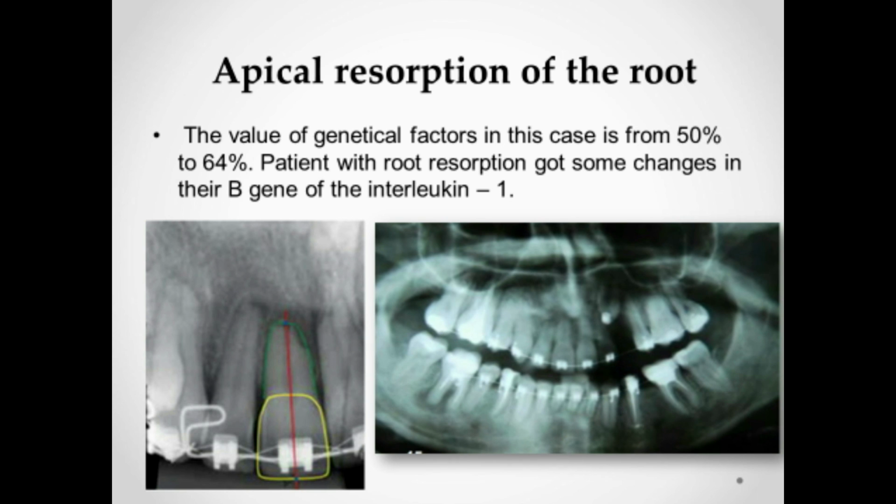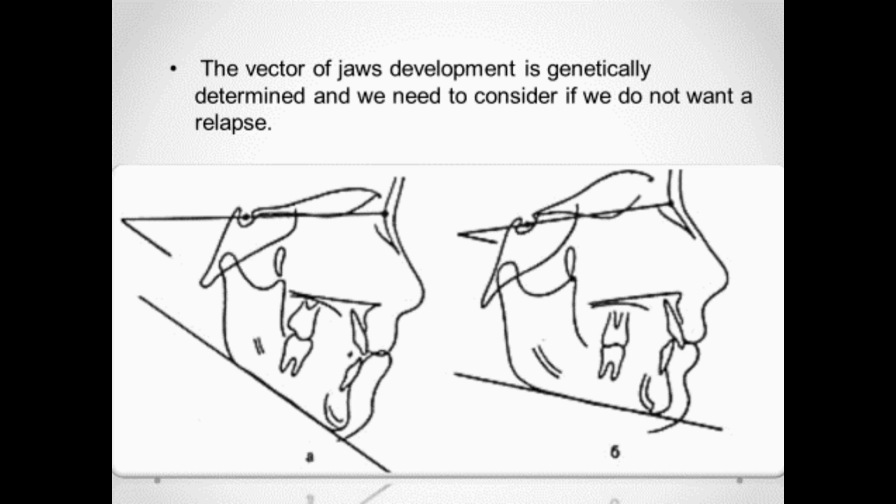The severity of apical resorption of the root, which can develop due to some orthodontic treatment using non-removable dental tools, can also be defined by heredity. The value of genetic factors in this case is from 50% to 64%. Patients with root resorption have some changes in their B gene of interleukin-1. The vector of jaw development is genetically determined and we need to consider it if we do not want a relapse.